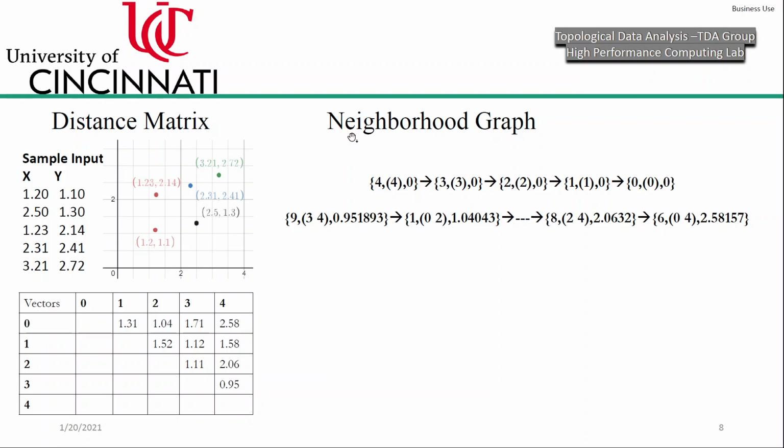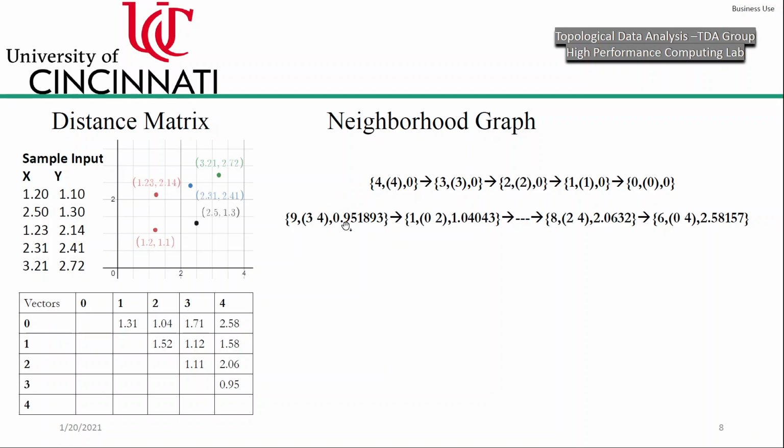And then there's a neighborhood graph. You insert all the vertices at level 0 with a corresponding simplex, which is just the vertex itself, and the index of the simplex. So for level 0, it's very simple. The weight is 0 for all the vertices, and then we have the simplex, the vertex itself, 0, 1, 2, 3, 4, and the index is also 0, 1, 2, 3, 4. So things are very simple here.